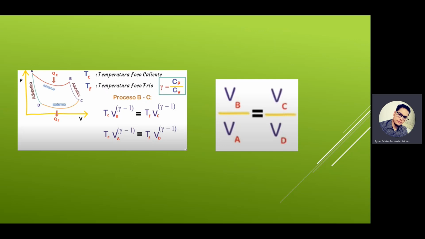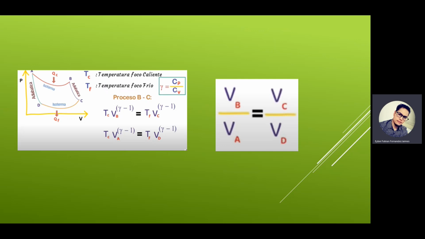Analyzing the graphs, we can see TC is equal to the temperature of the hot source and TF to the cold source. The ratio gamma is equal to Cp, the molar specific heat at constant pressure, divided by Cv at constant volume. Analyzing the adiabatic process B to C, the temperature at point B, which is TC, multiplied by the volume VB raised to gamma minus 1, is equal to TF times VC raised to gamma minus 1.